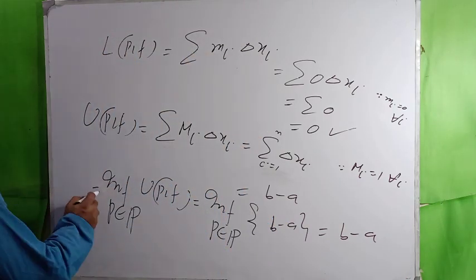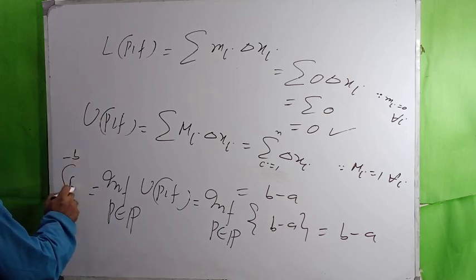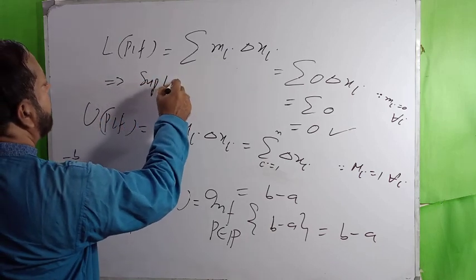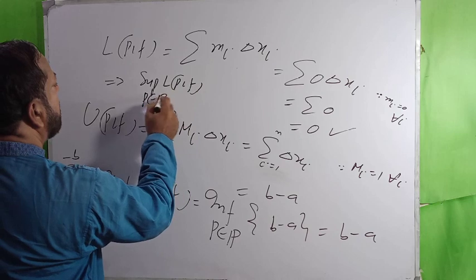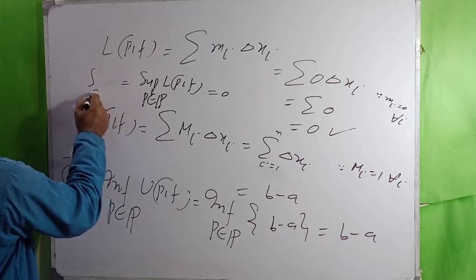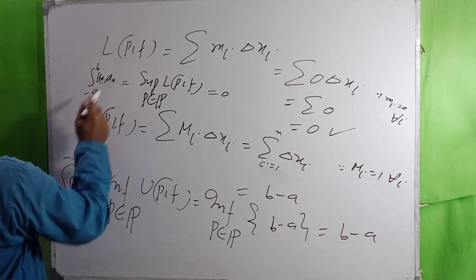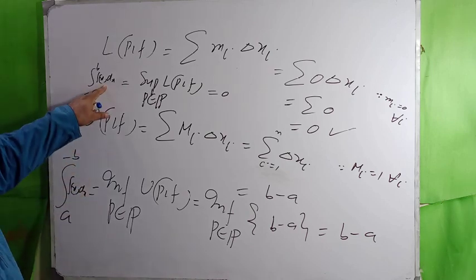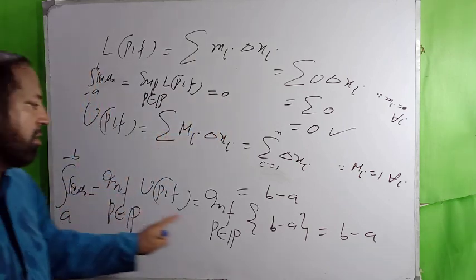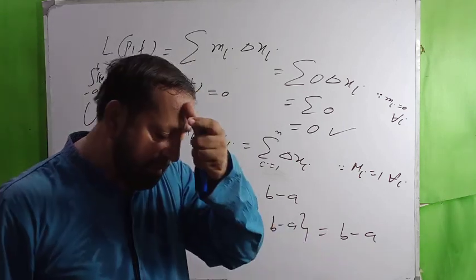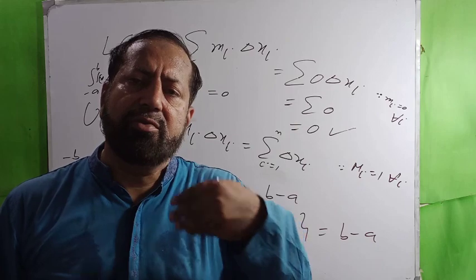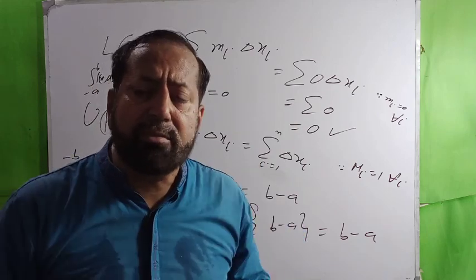This is your upper integral of f(x) dx, and the supremum of L(P,f), which we already calculated as 0, is your lower integral from a to b of f(x) dx. Hence, you have seen that its lower integral is 0, while its upper integral is b minus a. If it is 2 to 4, then this is 2. If you have 2 to 9, then this is 7. Whatever it is, it is a constant number.